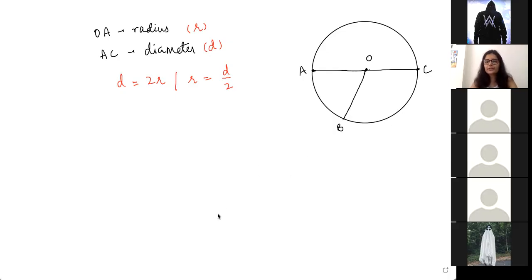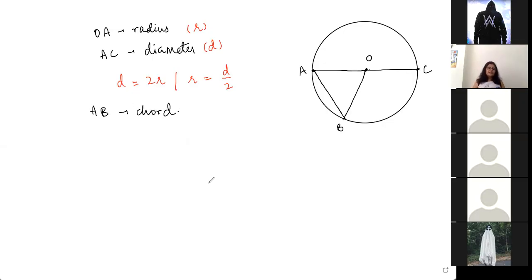Now, what do you mean by a chord? How should I draw a chord? Let's give it to somebody else. Who else? Abhishek Trivedi, what do you mean by a chord? Chord means a line joining A and B. Line joining A and B. Okay, so any 2 points of a circle, that would be a chord. Here, AB is a chord.